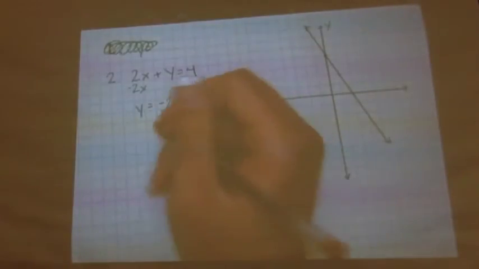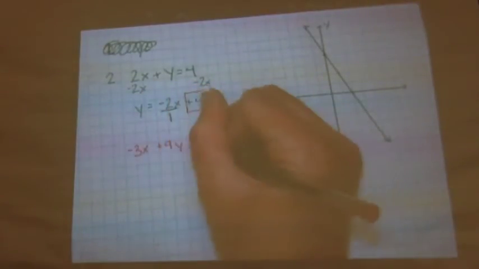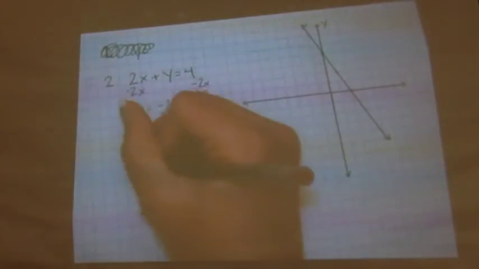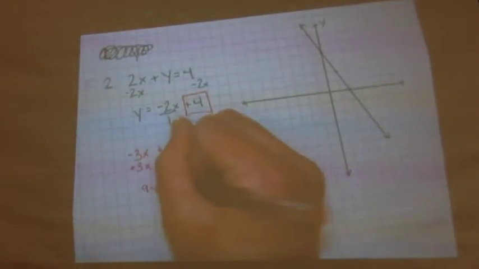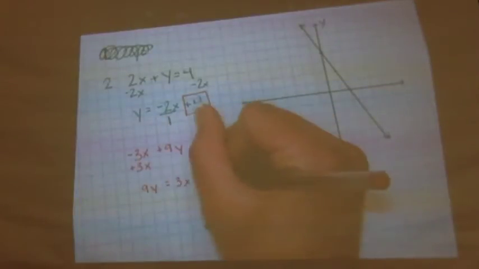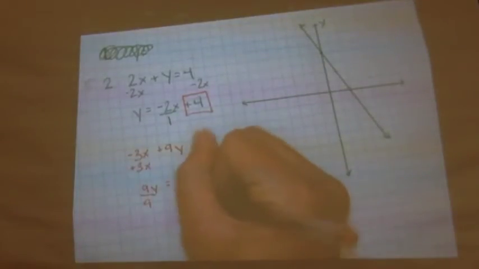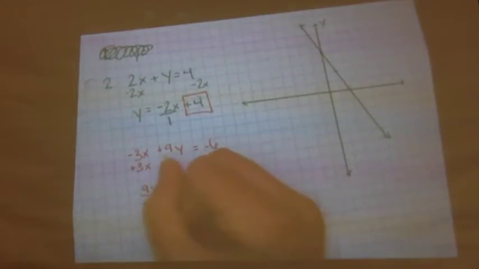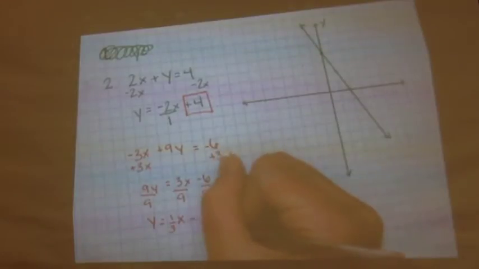The next line that we're going to draw is for the equation negative 3x plus 9y equals negative 6. So again, I want to put this in slope-intercept form first. So I'm going to add 3x to both sides. I get 9y equals 3x minus 6. I would need to get y by itself, so I'm going to say divided by 9 for all of these here. Divided by 9. So I get y equals 1/3 x minus 2/3 is what I'm going to get here.